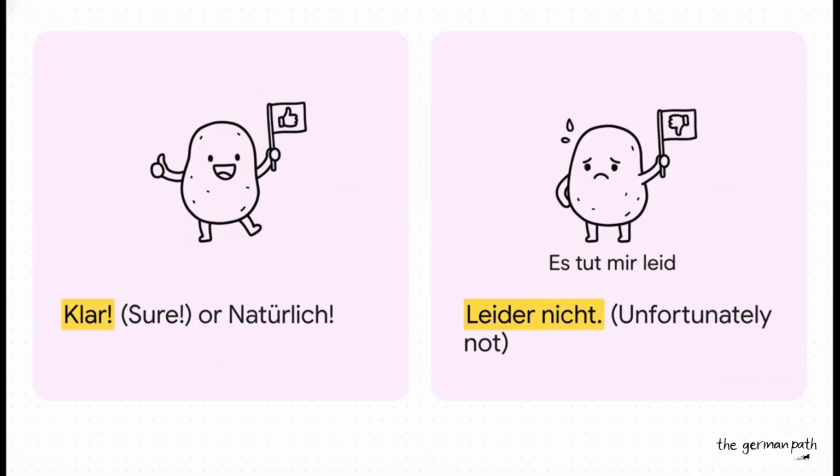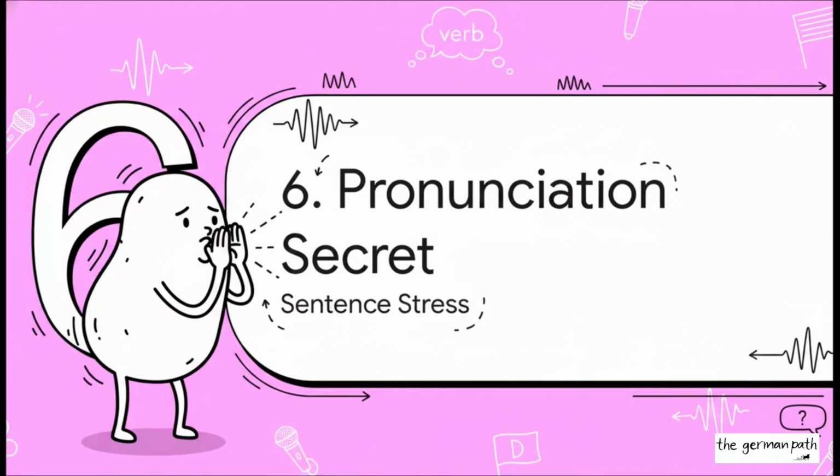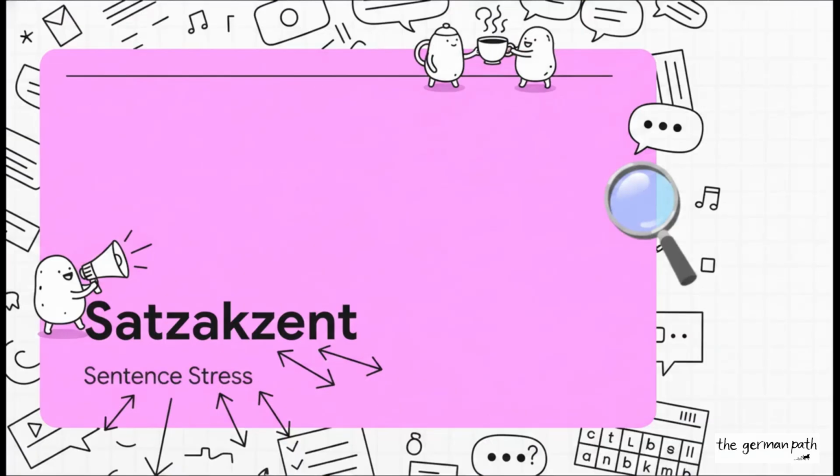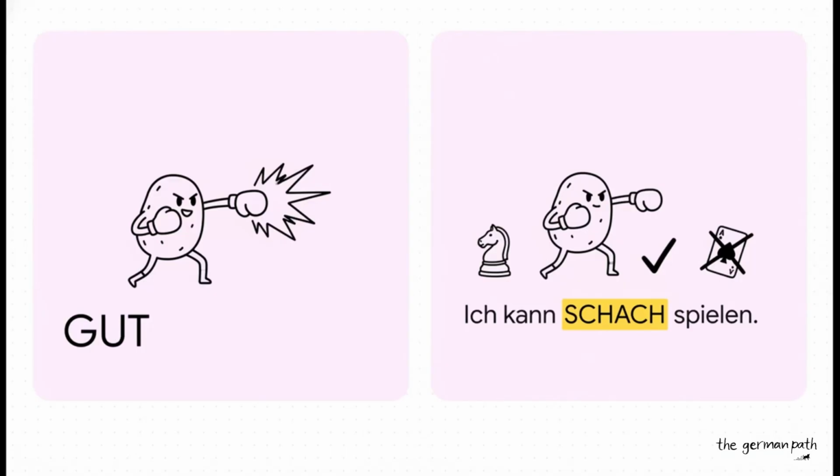Finally, section 6, the pronunciation secret. Okay, come close. I want to share a pro-level speaking secret with you that'll make you sound exactly like a native speaker. Our final word of the minute is Satzakzent, sentence stress. This is literally how we spill the tea on German pronunciation. You definitely don't want to speak like a robot, right? By punching or stressing different words, you completely shift the feeling of what you're saying.